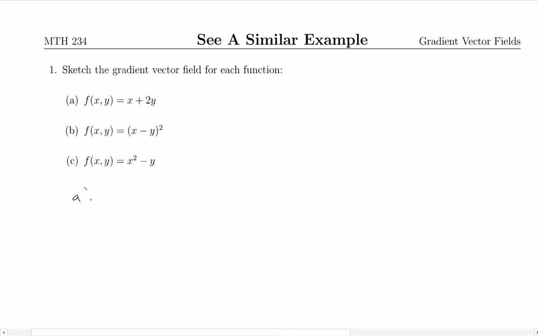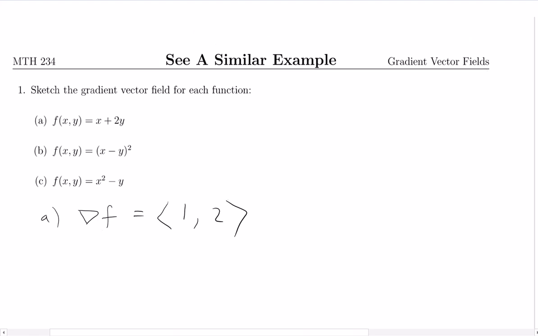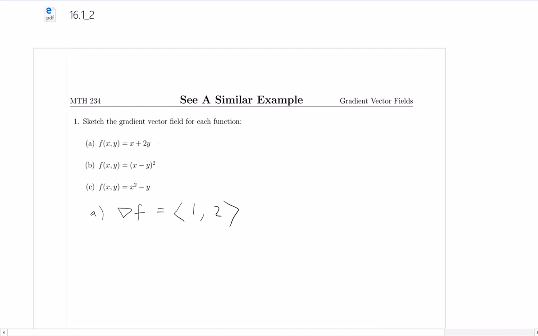So, in part A, the gradient of this function, we just take partial derivatives. The x derivative is 1, and the y derivative is 2. Now the thing to notice for this particular example is that these are both constants. There's no x's or y's here at all. That means it doesn't matter what point we're at. The vector field will always be the same everywhere. So at every single point, the vector will be 1, 2.